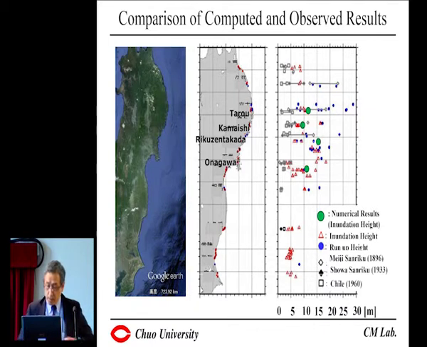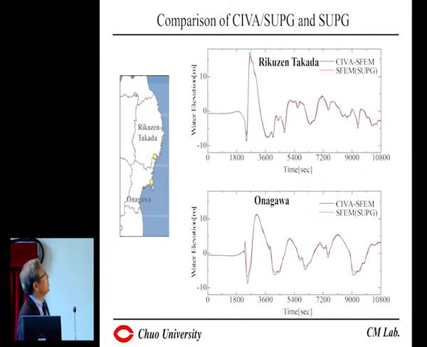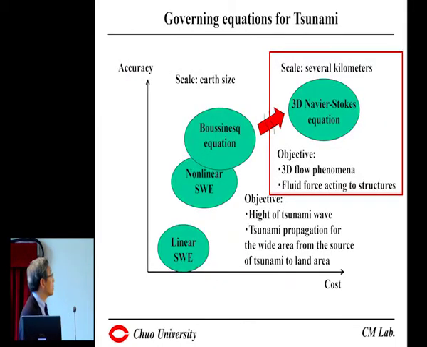Okay, so next I will talk about the 3D simulations. If you want to compute the 3D phenomena and also the fluid force acting on the structure, we need 3D simulations. Here you can see the continuity equation and the Navier-Stokes equations. And in order to express the free surface, we employ the color function, the VOF function, and we solve the advection equation for the VOF function like this.